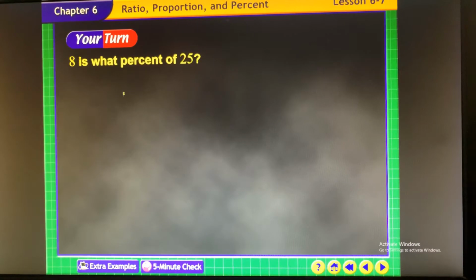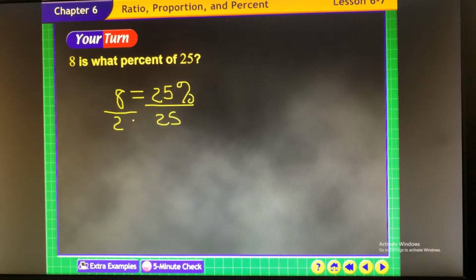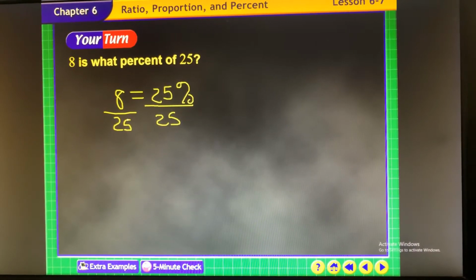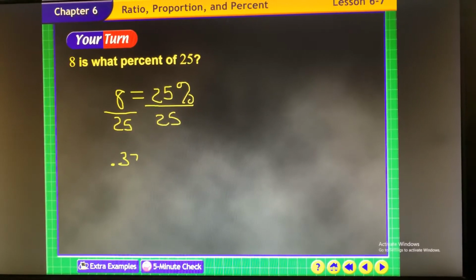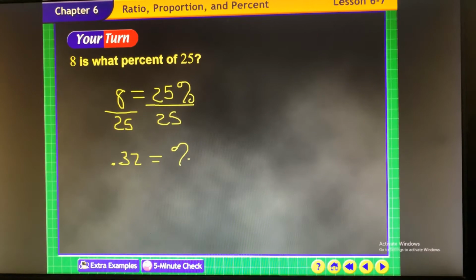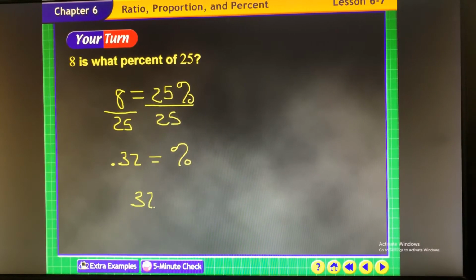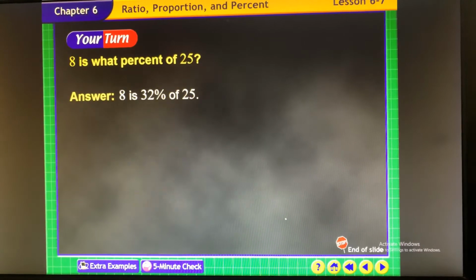So here we have 8 is equal to 25 times the percent. Get rid of the 25 by dividing both sides. Do 8 divided by 25. You're going to get 32 hundredths. Remember, I want the percentage, so you got to multiply it by 100 and you get 32%. Okay?